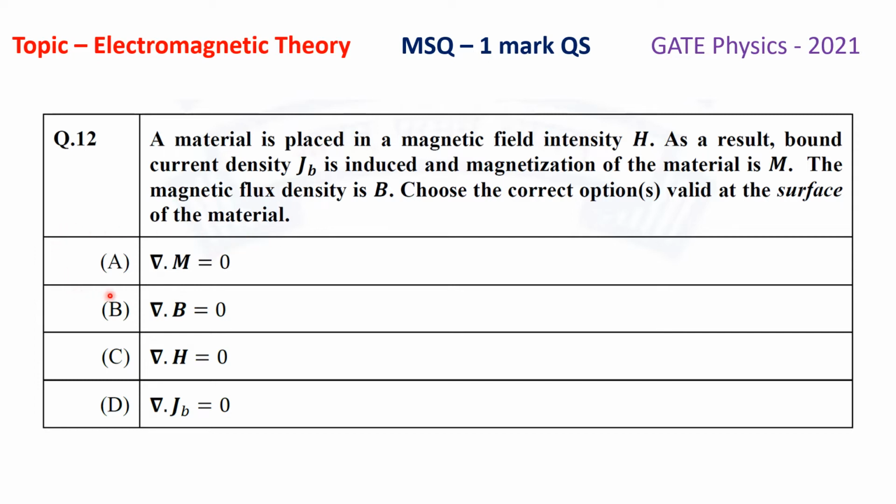Option A is divergence of M equals to 0. Option B, divergence of B equals to 0. Option C, divergence of H equals to 0. And the last option, option D, divergence of Jb equals to 0. Now as this is an MSQ, it is possible to have multiple options correct. We'll check each and every option one by one. Let us see the solution part now.